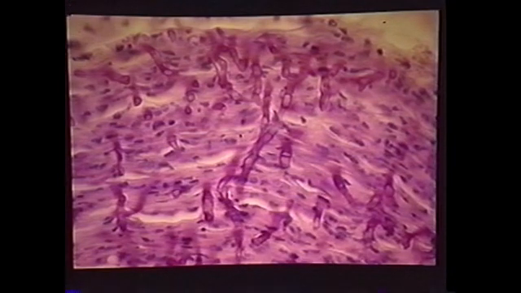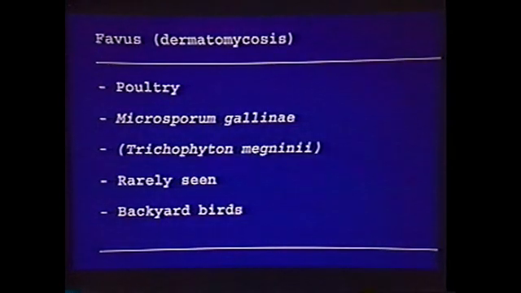This is favus. Favus is caused by Microsporum gallinae. It used to be called Trichophyton megnini. I recently learned that advances in microbiology and culture were able to differentiate Microsporum from Trichophyton. It's a very rarely seen condition, usually in backyard flocks. It's rarely seen, but I saw two cases last year.